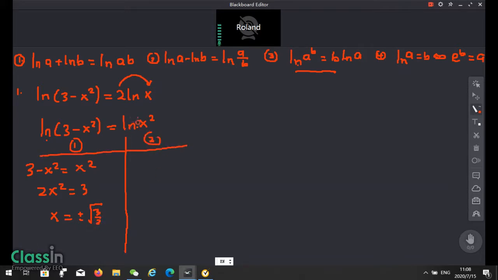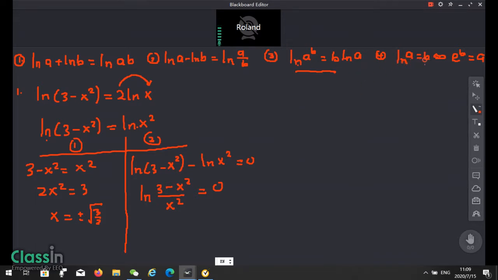Alternatively, we can decide to bring ln of x squared to the other side, to the left-hand side. And we have the natural log of 3 minus x squared minus natural log of x squared equals 0. We take natural log of x squared to the left-hand side. Then we can apply rule 2. Rule 2 says if you have a natural log of A minus the natural log of B, it is the natural log of A divided by B. So in this case, it is the natural log of 3 minus x squared over x squared equals 0, A over B.